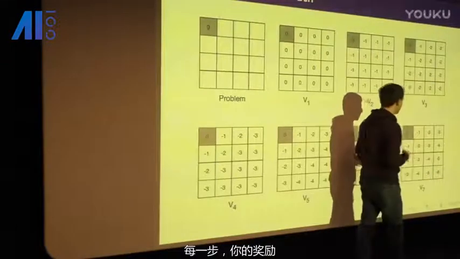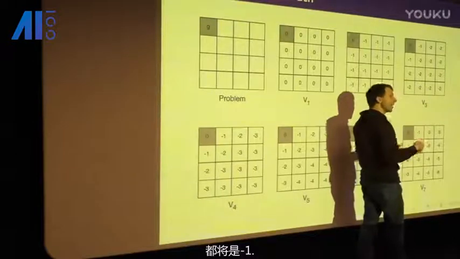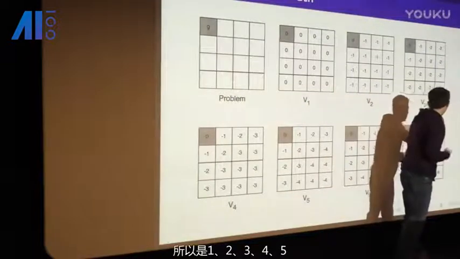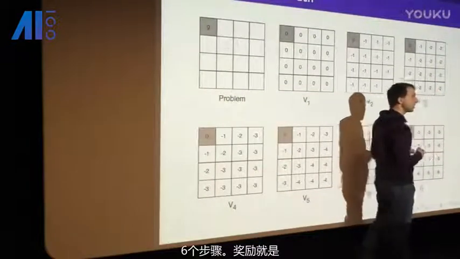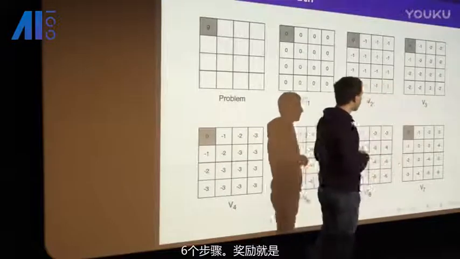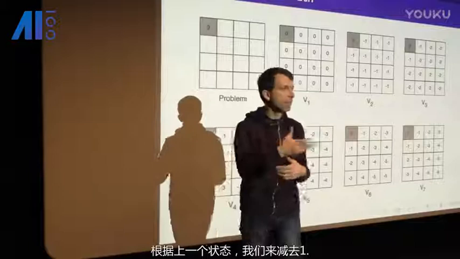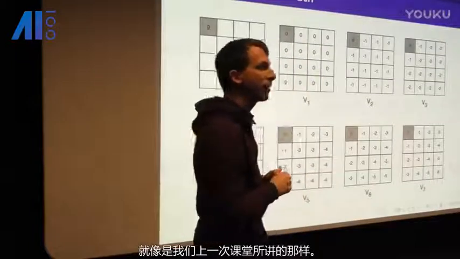Minus 5, isn't it? Like summing those things. At every step you get an additional minus 1 per step. So we count 1, 2, 3, 4, 5, and 6 transitions. Oh, so you count the last one as well. So the reward was minus 1 upon exiting the state, just like we had in the previous class.